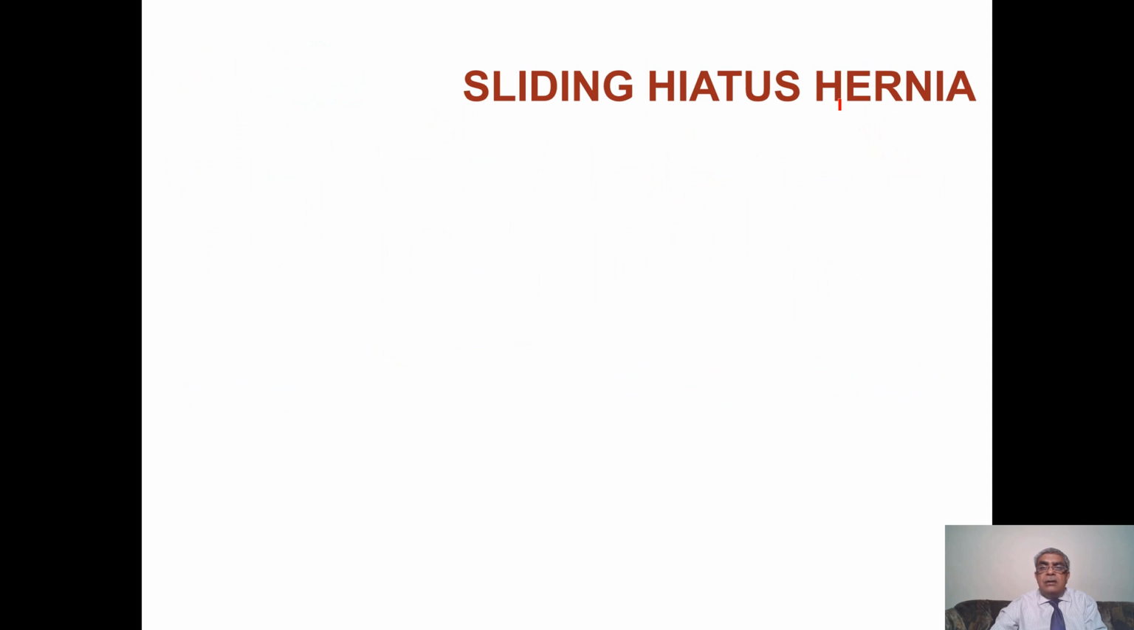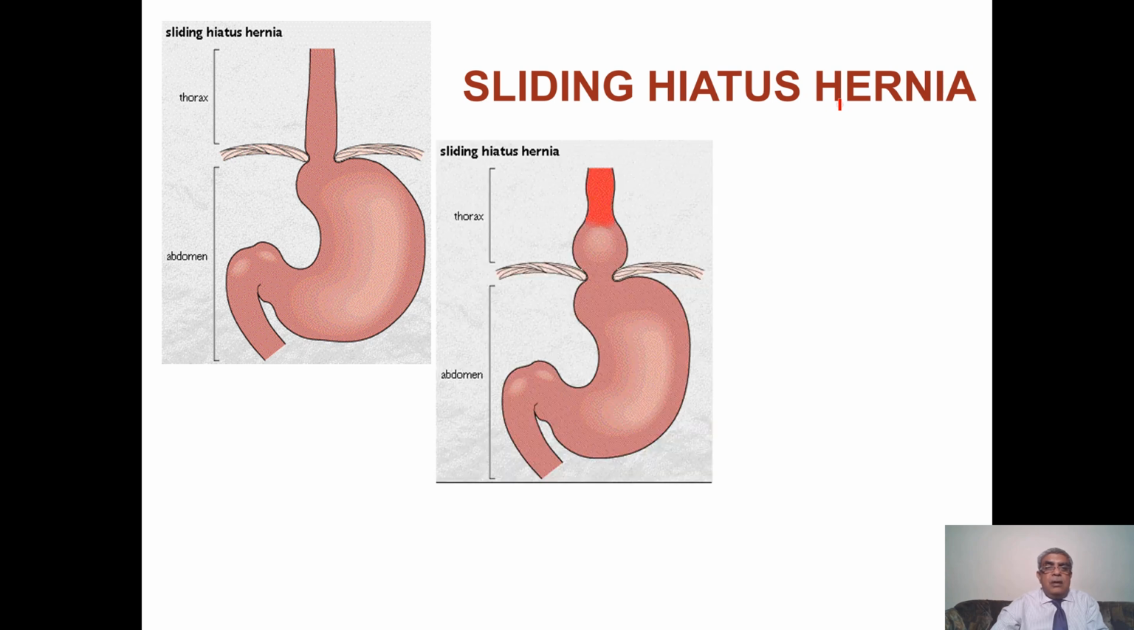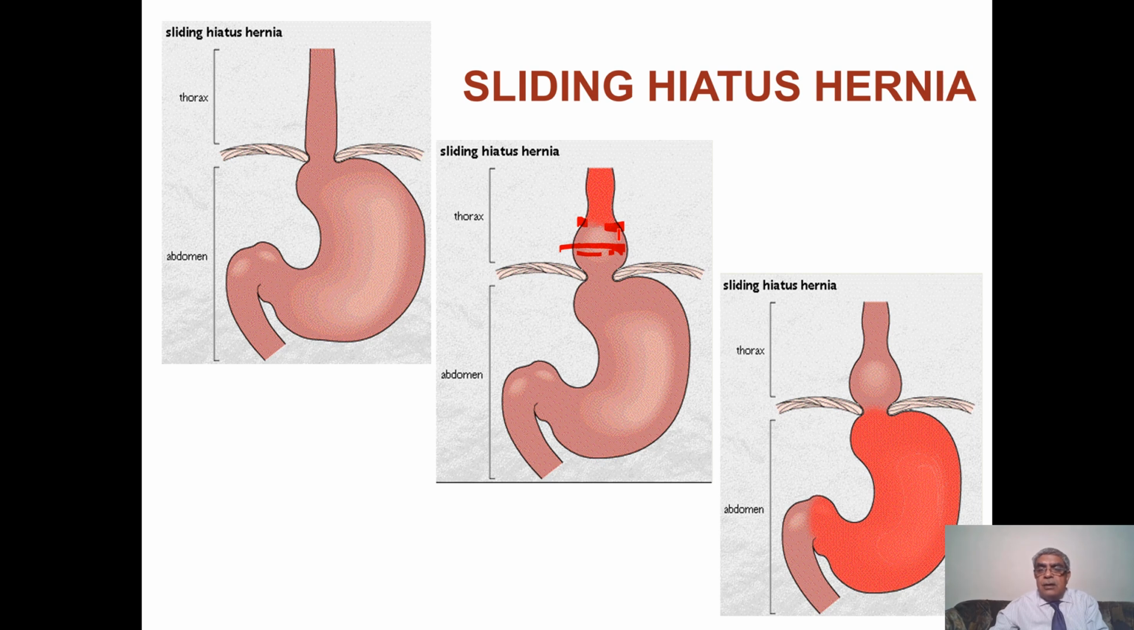Sliding hiatus hernia, look at that. This is the normal stomach, and in sliding hiatus hernia, initially it forms a bulb type. This is the gastroesophageal junction and a portion of the stomach, and again this is the sliding type of hiatus hernia.